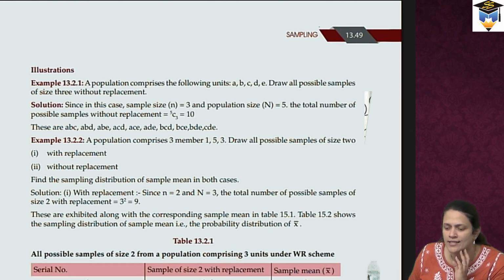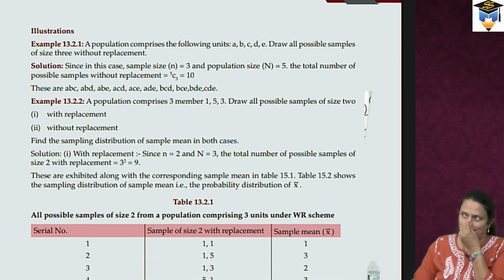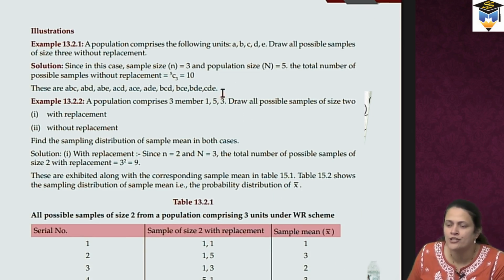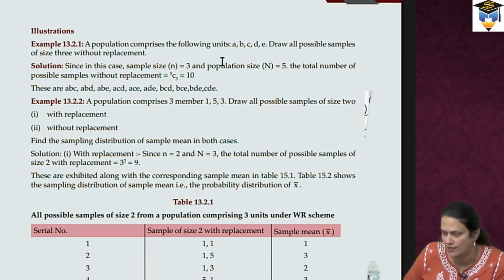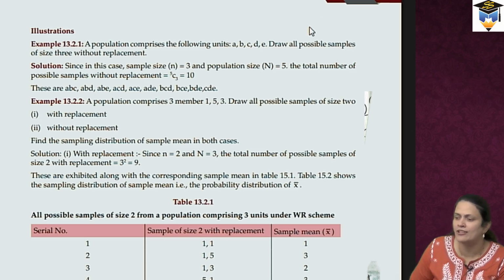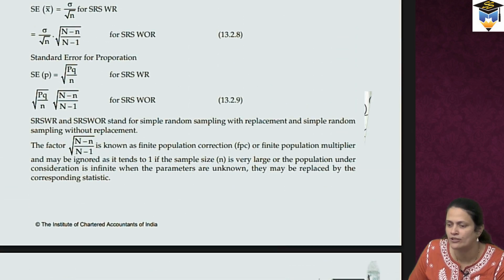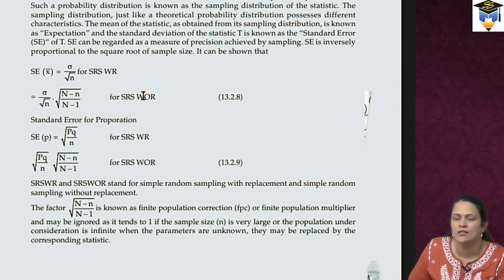Okay, let us consider this example now. Have we done this example before? Okay. So a population comprises of the following units: A, B, C, D and E. Draw all possible samples of size 3 without replacement. So with replacement and without replacement, we have seen the formulas up till now. These are the formulas: with replacement, without replacement. So WOR is without replacement, with replacement is WR. Have we done this part?